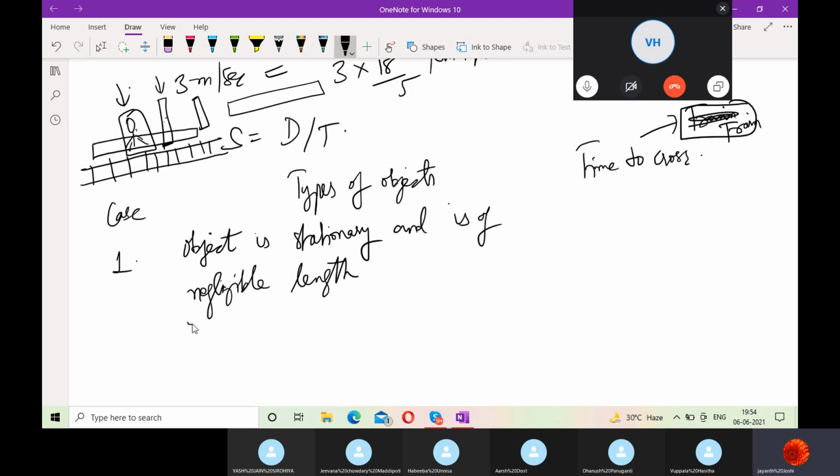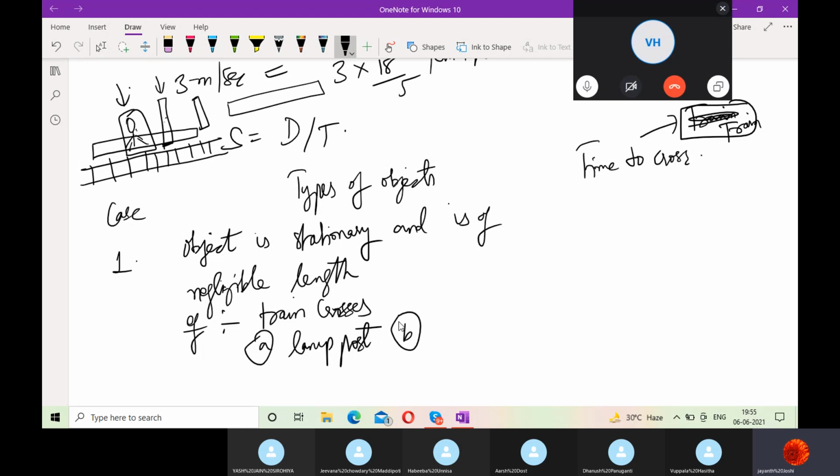So what I'm speaking here, I will give you an example also. Now a train is crossing. Now you'll be asking me a question: what is the stationary object? So I'm writing the examples of stationary objects. A train crosses a lamp post. A lamp post is a stationary object with negligible length.